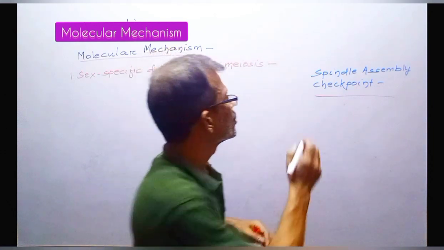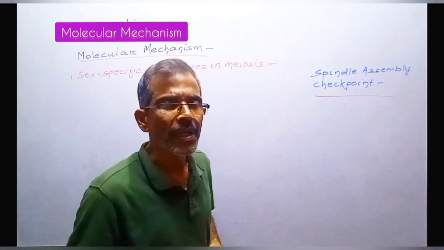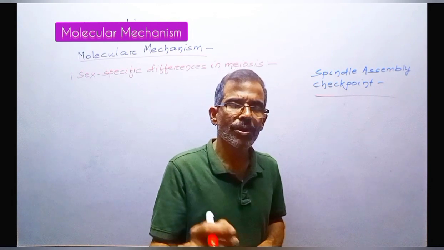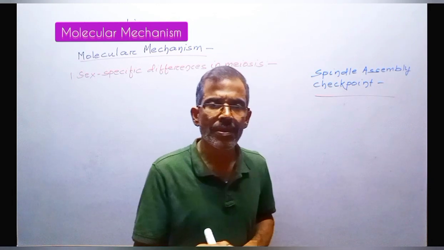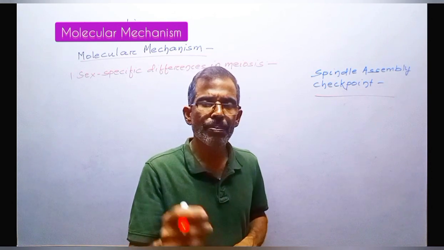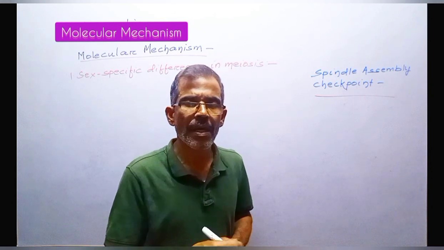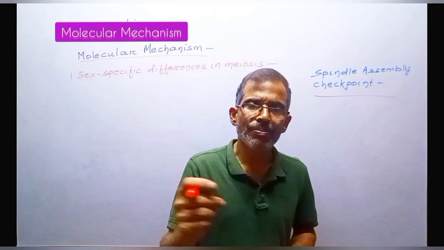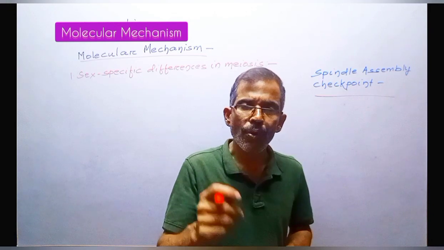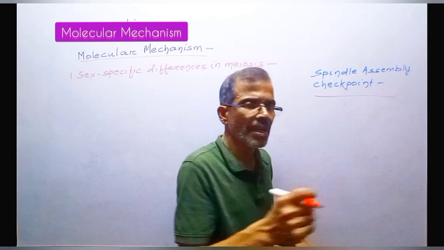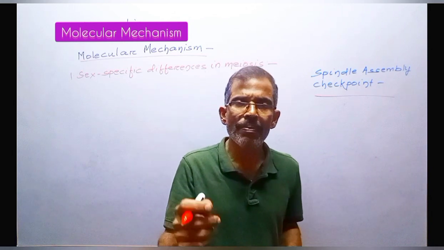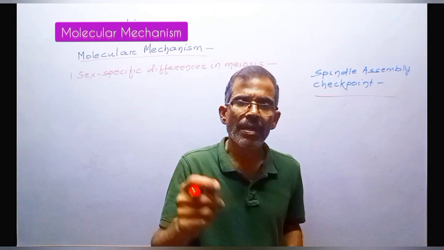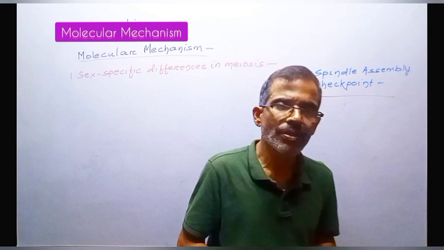First, what is the spindle assembly checkpoint? It is a molecular mechanism that governs proper chromosome segregation in eukaryotes. This checkpoint inhibits progression into anaphase until all homologous chromosomes are properly aligned to the spindle apparatus. Only then does SAC release its inhibition of the anaphase promoting complex, which in turn triggers irreversible progression through anaphase.